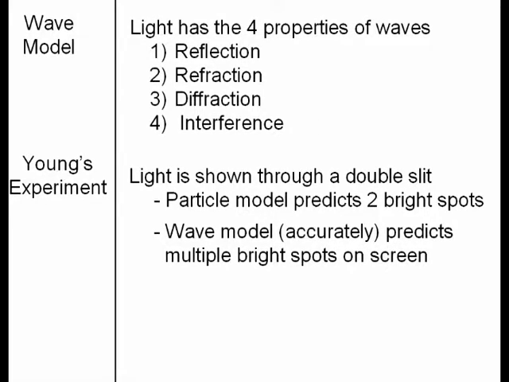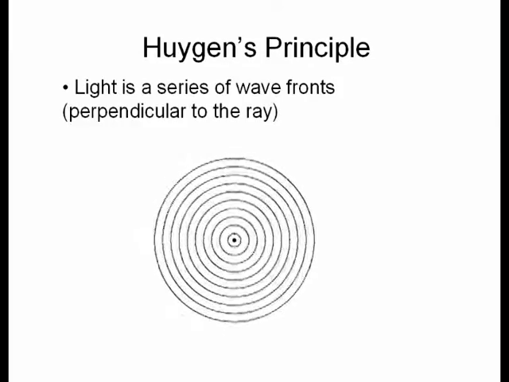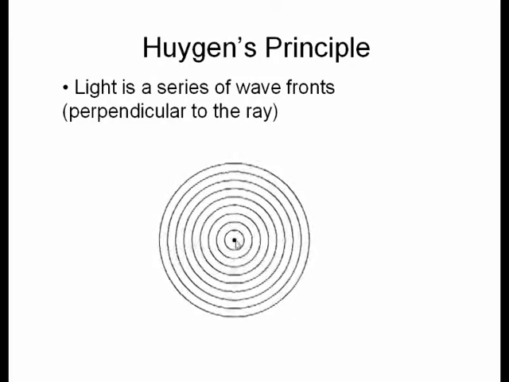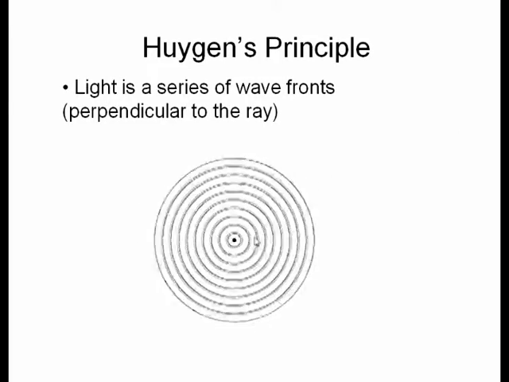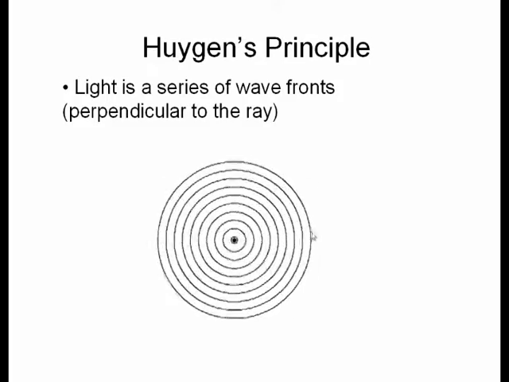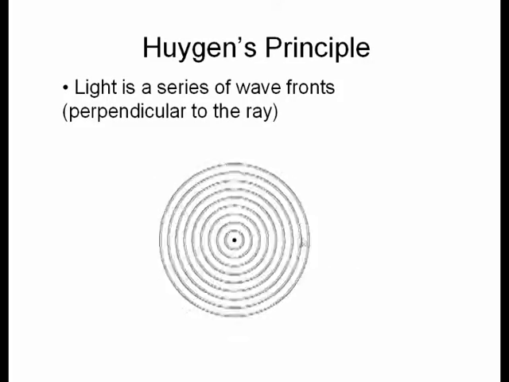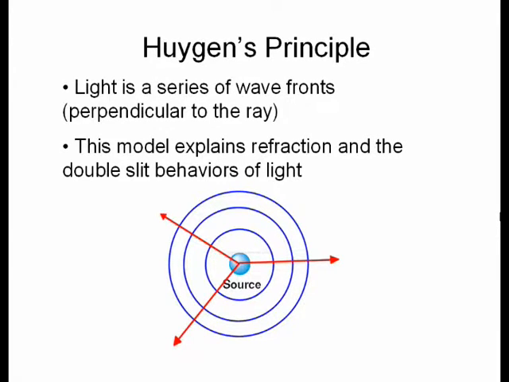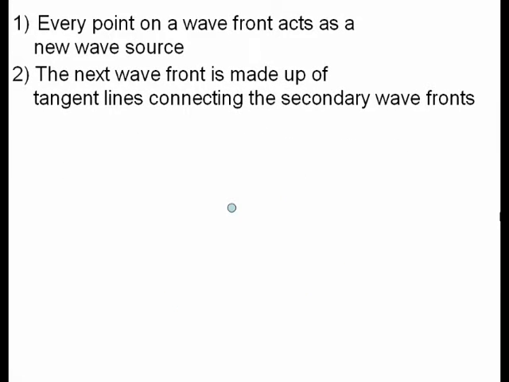To do this, we're also going to look at Huygens' principle. Huygens says that light is actually a series of wave fronts coming from a particular source. Each one of these lines represents a crest of a wave, and every space represents a trough of the wave. This is typically the drawing that we see in a textbook for Huygens' principle, where the red line is the ray model of light, and the blue line would be Huygens' wave model of light. We use this model to help explain refraction in general and Young's double slit experiment.